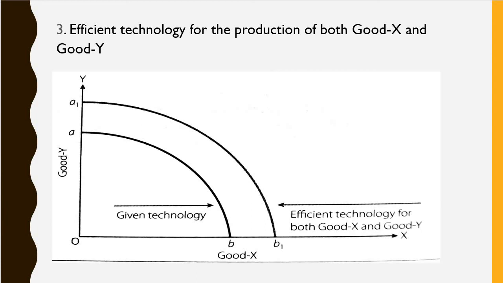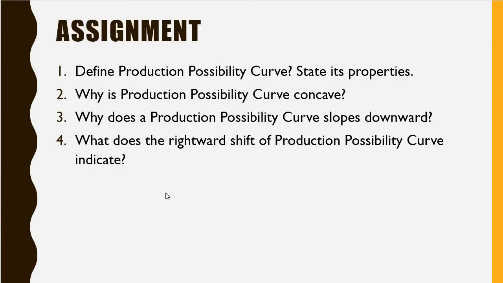So that is it for today. Assignment questions are as follows. The first one is define production possibility curve, state its properties. The second question is why is production possibility curve concave? The third question is why does a production possibility curve slope downwards? And the last question is what does the rightward shift of production possibility curve indicate?